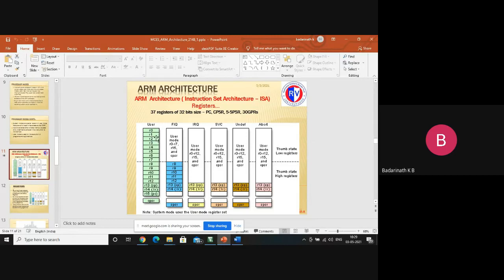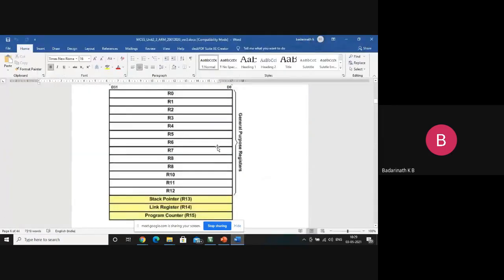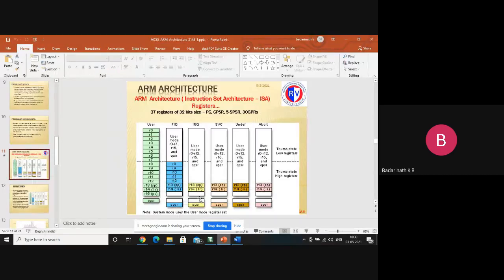So don't look at these blocks under FIQ, IRQ, SVC and undefined abort. Just look at user. These are the registers we have seen here in the user mode or system mode. Both are the same and refer to the same thing. So these are the registers I'll be using in my program.